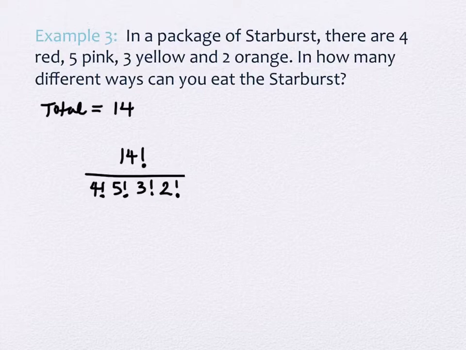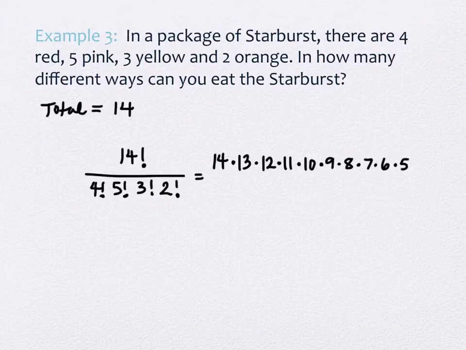But here's what I can do. I can write out that I've got 14 times 13 times 12. And in theory, you could, not in theory, in reality, you could write it down all the way to the very bottom of 1. But you can also stop short. We're going to stop short at 5. And the reason we are is because 5 factorial in the denominator, which is my second factorial there, is the biggest factorial in the denominator.